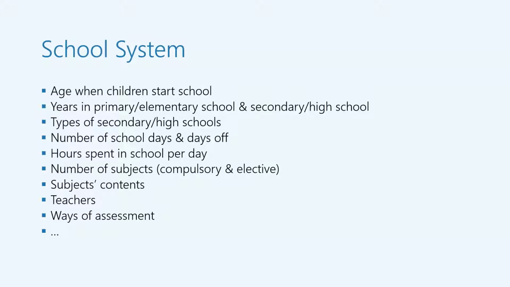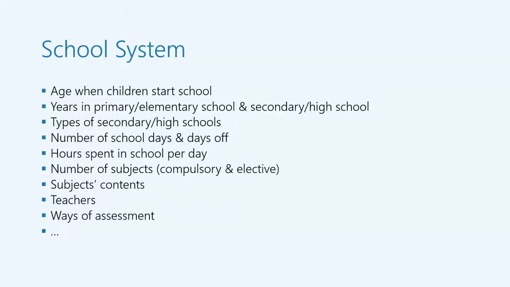For example, age when children start school. It's not the same in every country. And the number of years we spend in primary or elementary school or in secondary or in high school. Then there are different types of secondary or high schools. One of the features of the school system is the number of school days and days off, and the number of hours we spend in school every day.